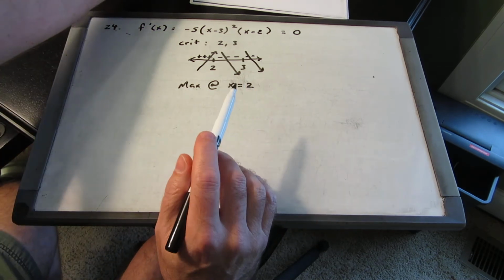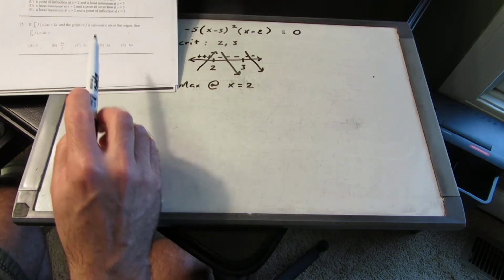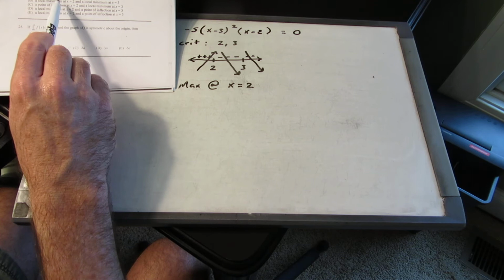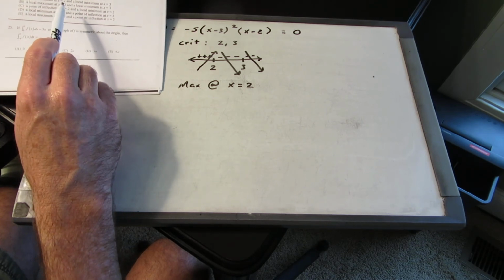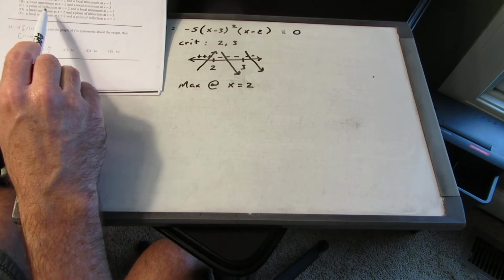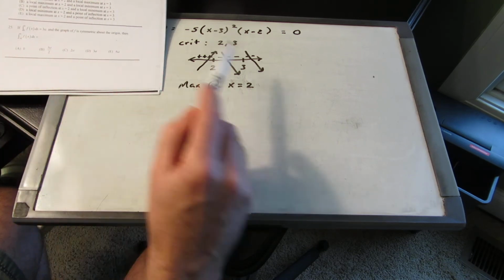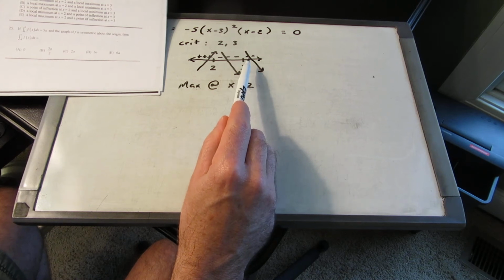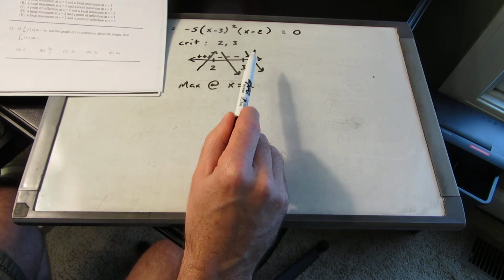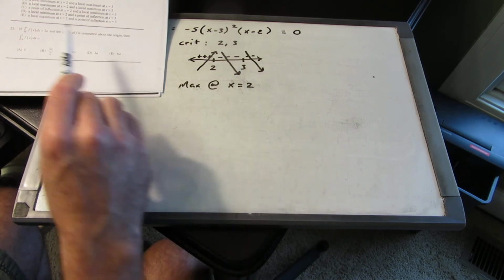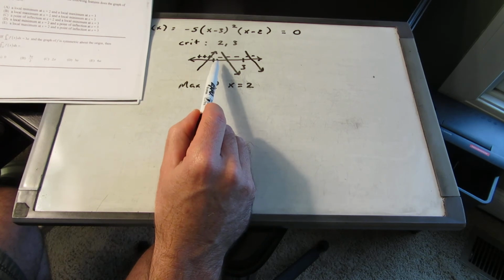So looking at the options up here, part A says we have a minimum at x equals 2, so that's not true, that's out. Part B says a maximum at 2 and a minimum at 3. Well, that's not true. We don't have a minimum at 3, so B is out. C says we have a minimum at 3, so it's out. D says we have a minimum at 2, which is wrong.